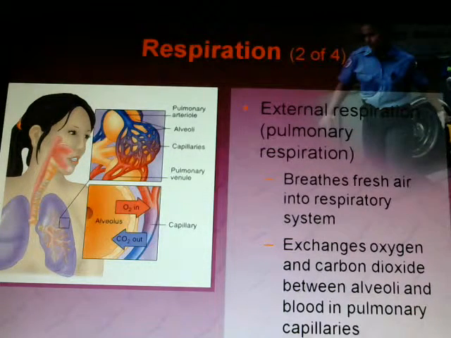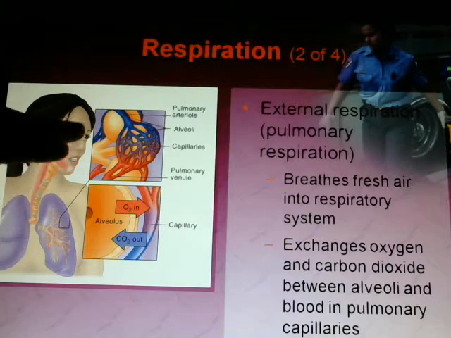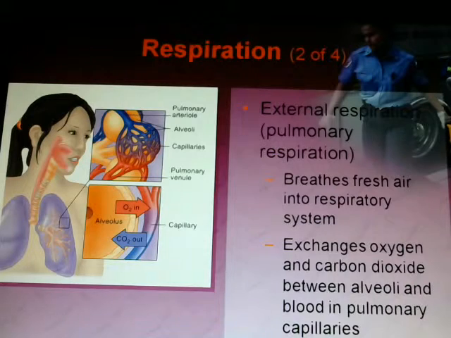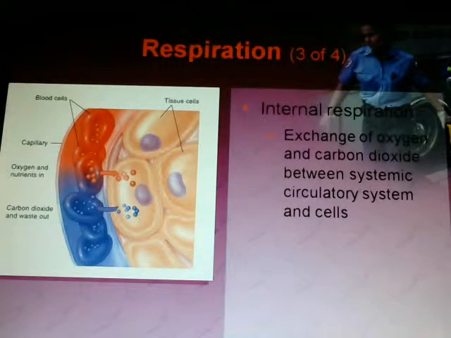It's a nice picture. This is going to be external respiration, which is also known as your pulmonary respiration. It breathes fresh air in the respiratory system and exchanges oxygen and carbon dioxide between the alveoli and the blood in the pulmonary capillaries. That's what's going on in that little box here and here. That's called external respiration. Then internal respiration, like I was talking about a couple minutes ago, is the exchange of oxygen and carbon dioxide between the systemic circulatory system and the cells.